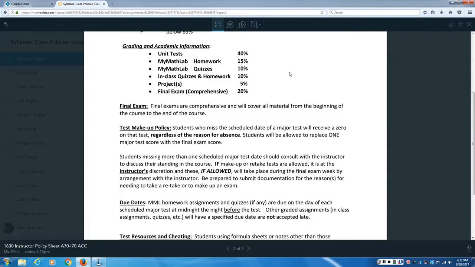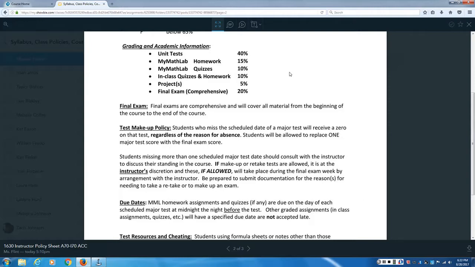Your My Math Lab homework counts 15%. Your My Math Lab quizzes count 10%. Both of them you have unlimited tries. You can do it over and over and over again until you get a perfect score. So you should all have good grades for that. In-class quizzes and homework will count 10%. And even if you're in the internet class, that's the stuff that I put in Shobi.